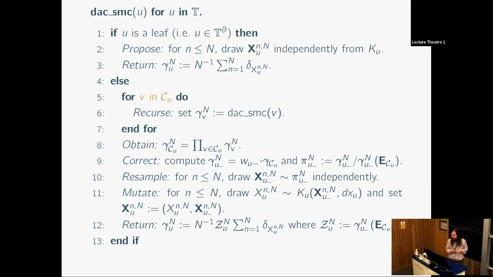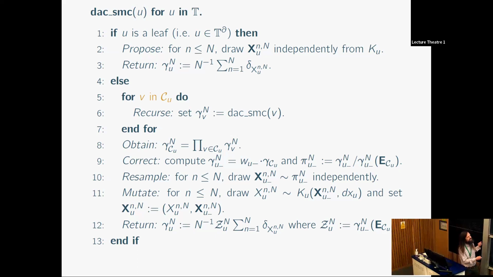There are things you can do. You then correct. Well, what you'd like to do is come up with the best approximation to the marginal over the variables that you've got from those children of the target at this level in the tree. So this is exactly what's happening in an auxiliary particle filter. It's the pre-weighting step before you resample. And so we've got this gamma u minus, which is weighted in order to approximate that. You then resample to get back down to n particles for this node.